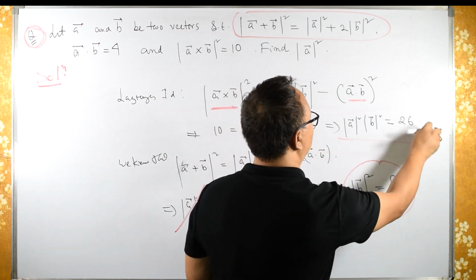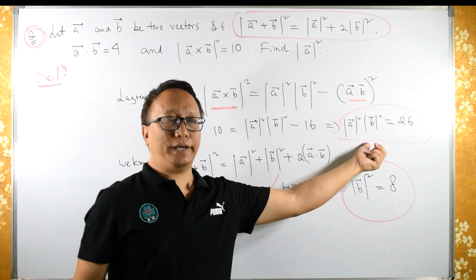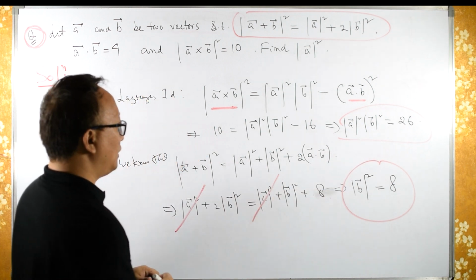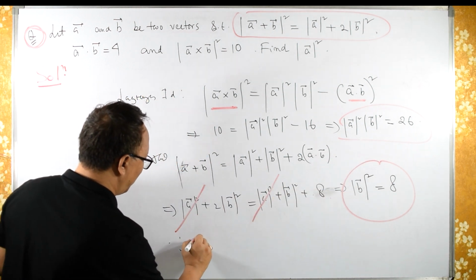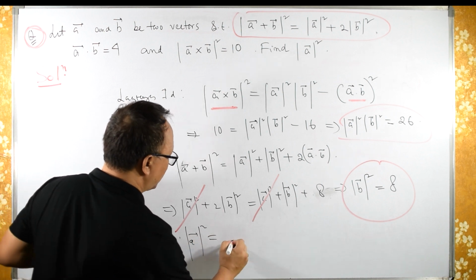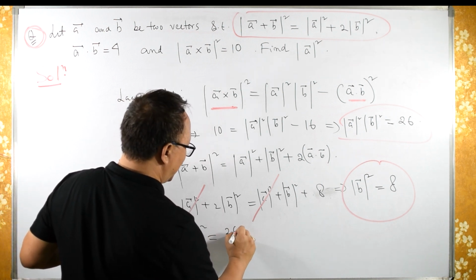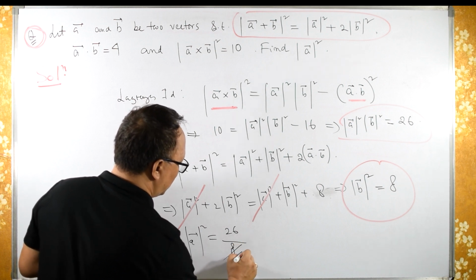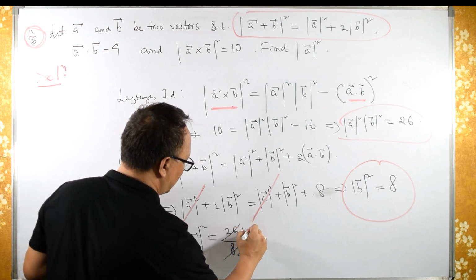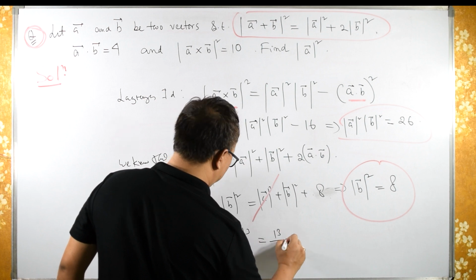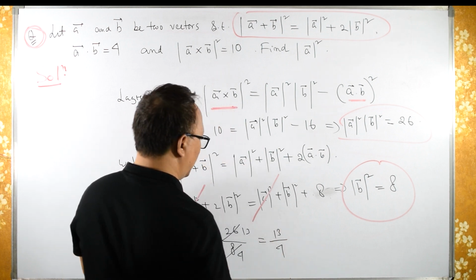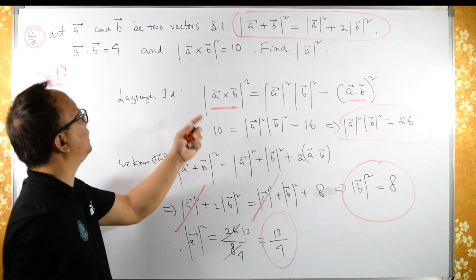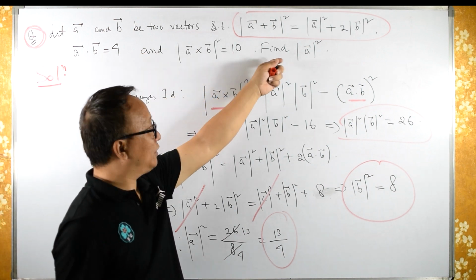So now if you substitute over here, you will get magnitude of A whole square. Therefore magnitude of A whole square equals 26 by 8. If I cancel, 2 4s are 8, 2 13s are 26, so 13 by 4 is the required answer for magnitude of A the whole square.